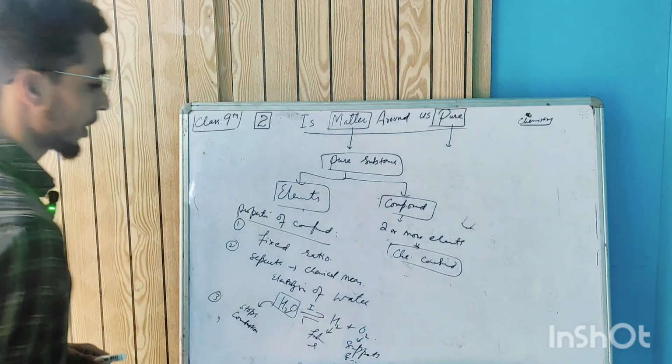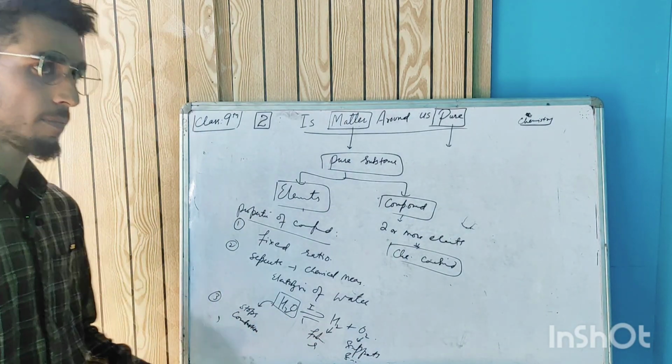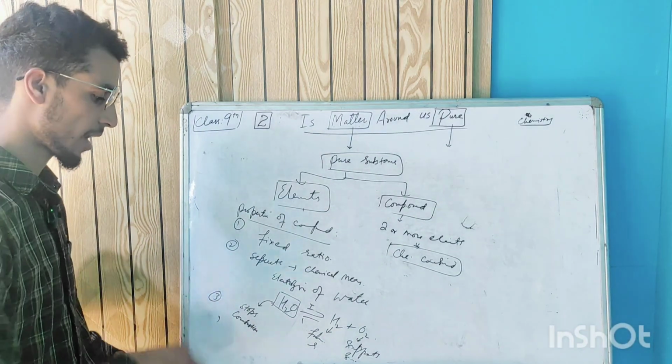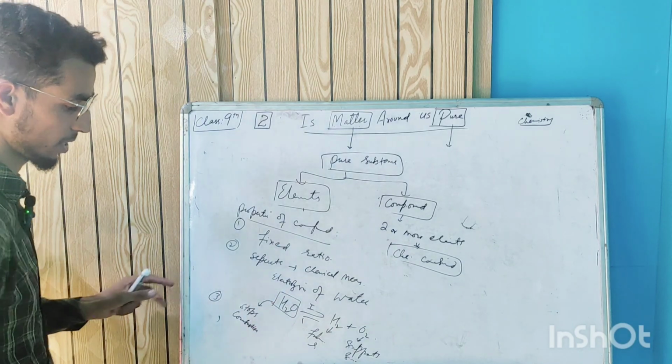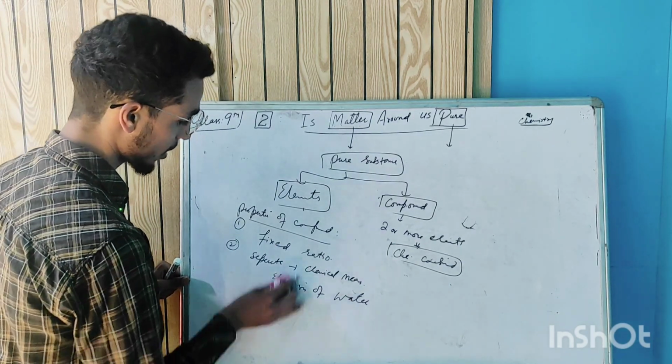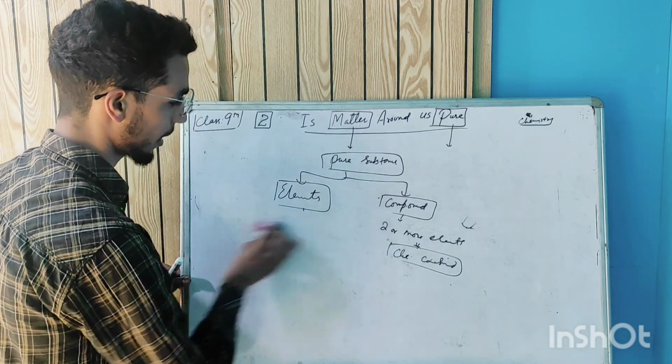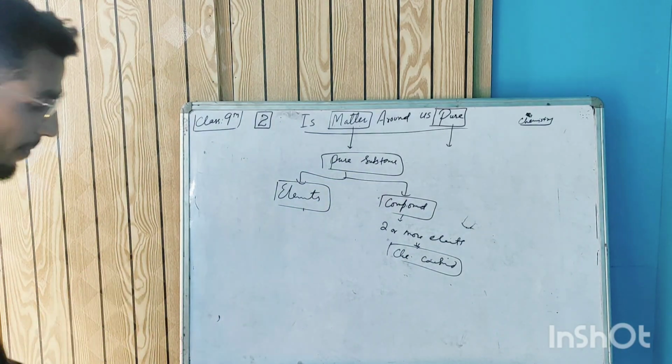Therefore, we can say the individual components of a compound, which are combined in a fixed proportion, have totally different properties with respect to the compound. So this is the major and the most important property. So this was all about compounds.